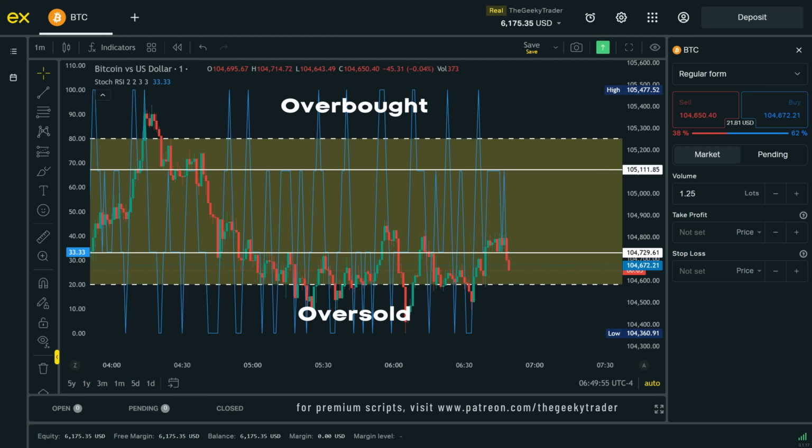On the flip side, the lower dotted line marks the oversold zone. When the price enters this area, it means that sellers have likely overdone it, and the market could be due for a bounce or reversal upwards.